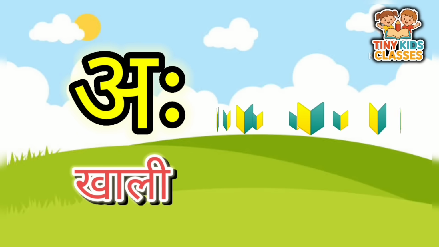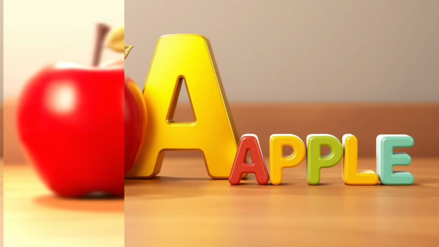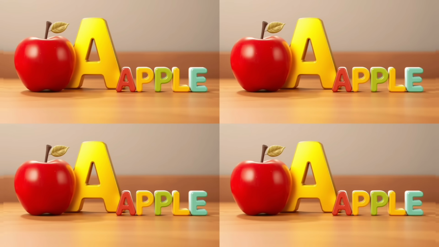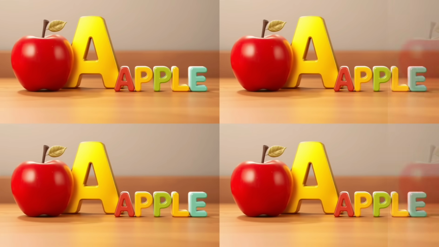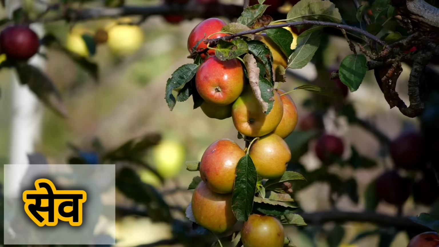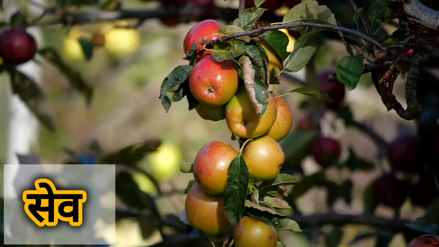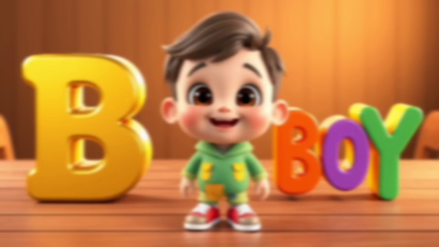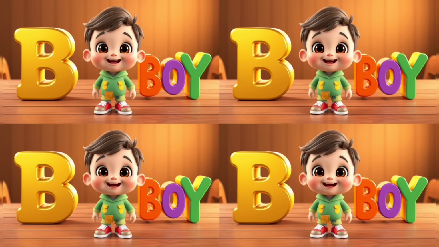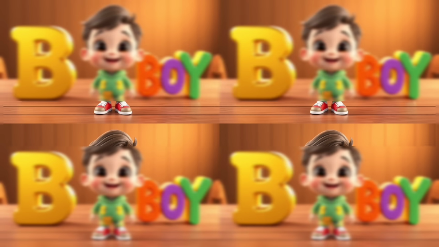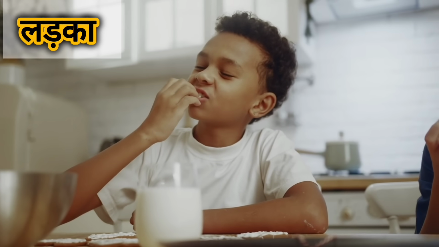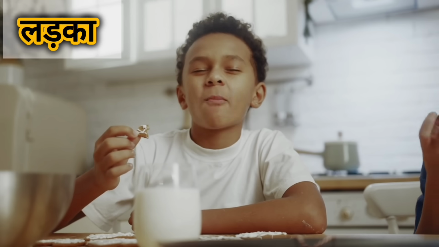A for apple. Apple means सेब. A is for apple. B for boy. Boy means लड़का. B is for boy.